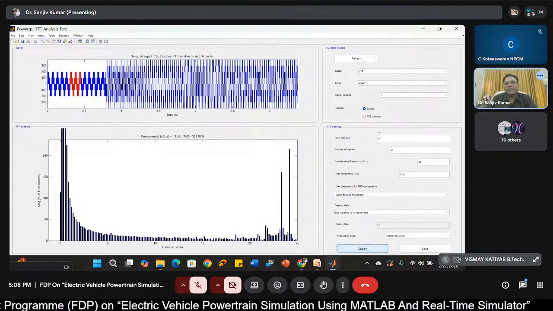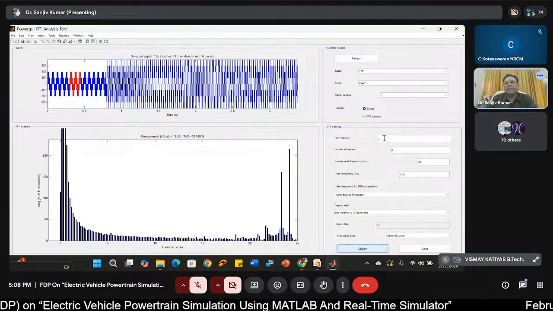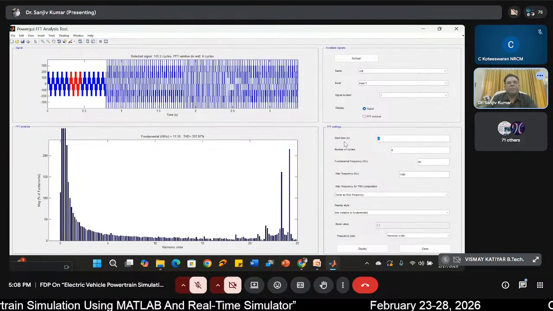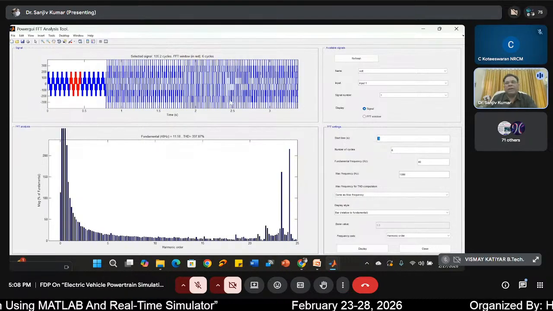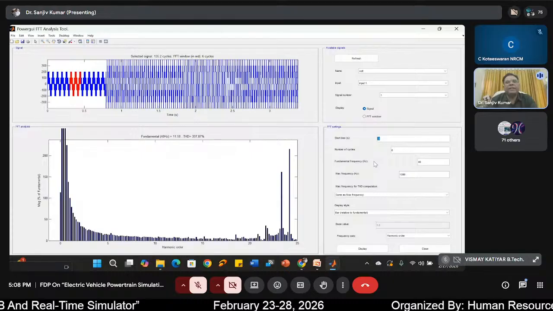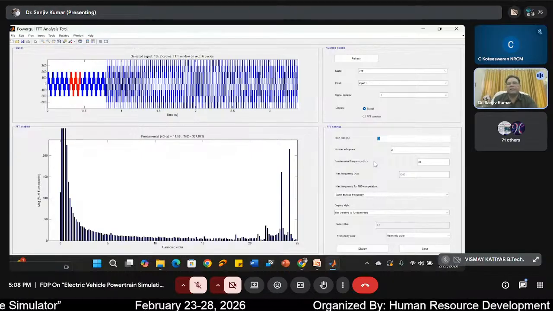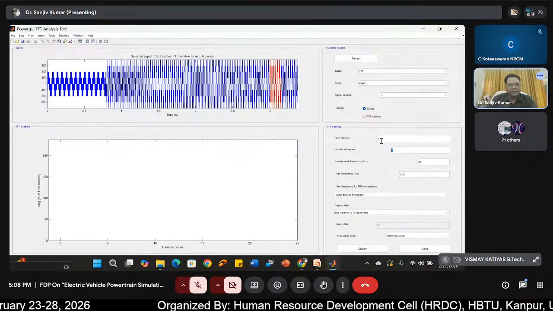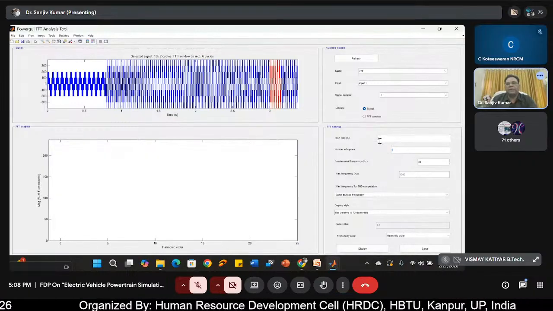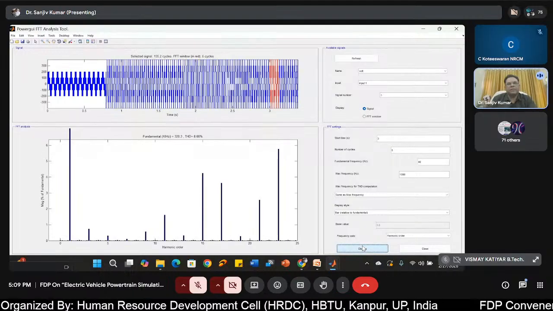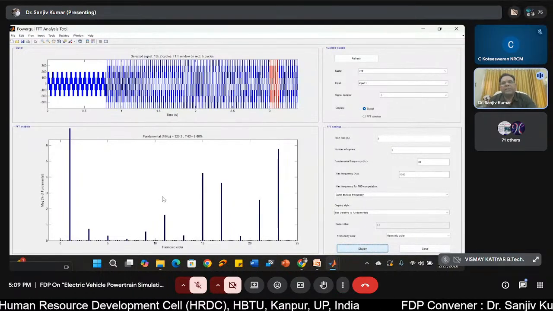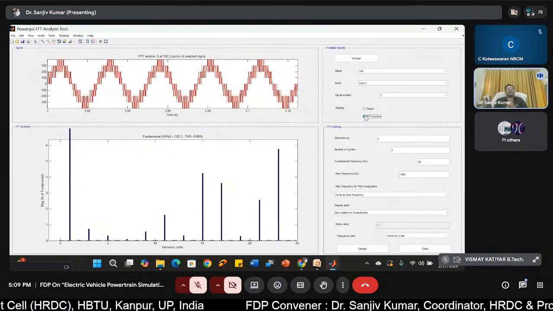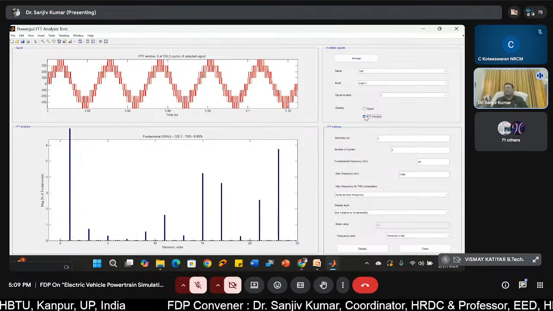Now just let me exclude the transient, because it is telling the average. Now I start from the third cycle, and the number of cycles is 5. Now just display the THD, and let us also display only the FFT window. Means I am taking the FFT of this.